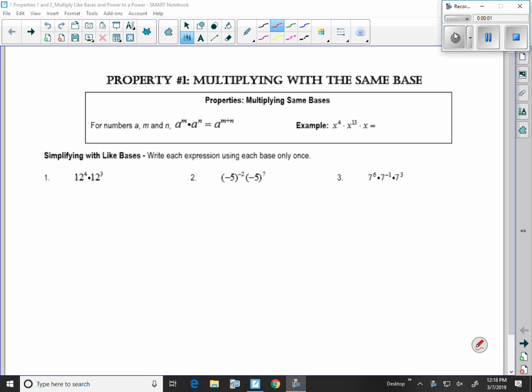When we are multiplying with the same base, we actually add the exponents. So if you look here, it says a to the m times a to the n equals a to the m plus n. So the thing here is you have to have the same base. If they have that exact same base, you can add those exponents. So here I have x to the 4th, x to the 13th, and x to the 1st. If I want to multiply those, and I'm telling you to add the exponents, it'll be x to the 18.